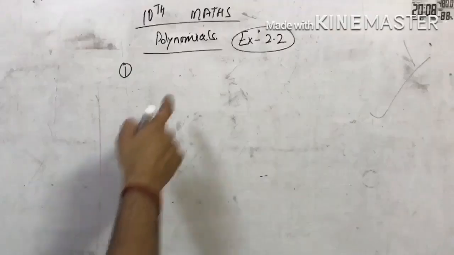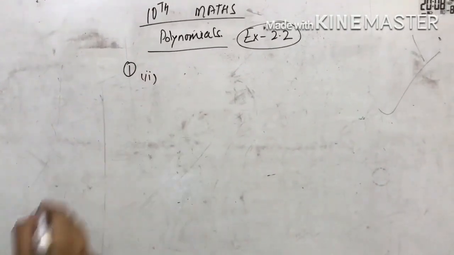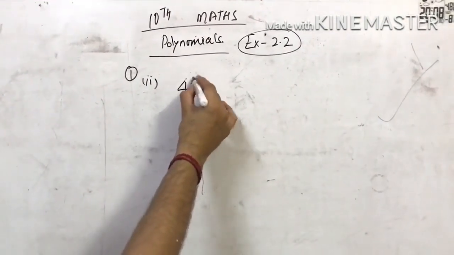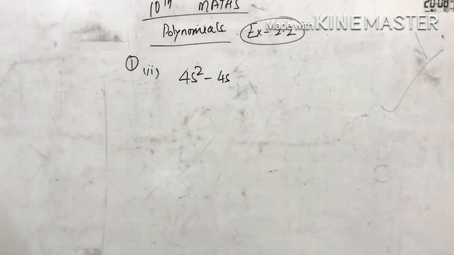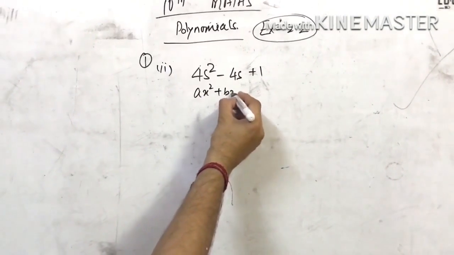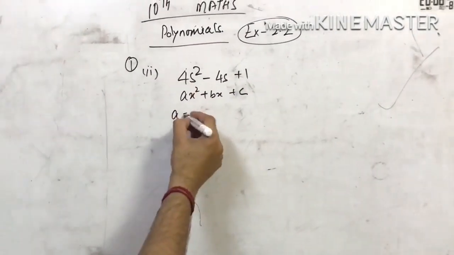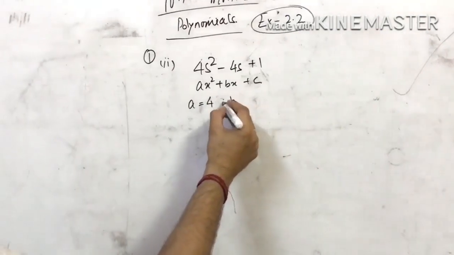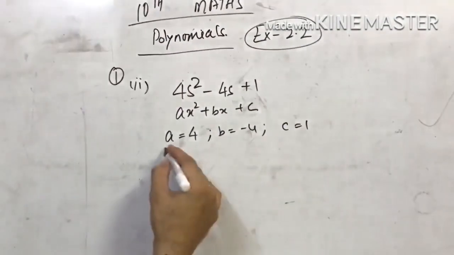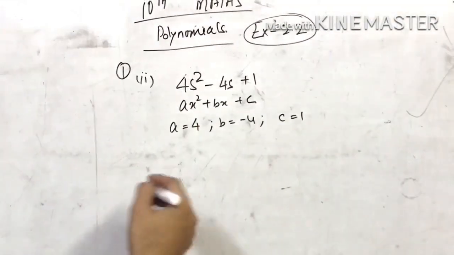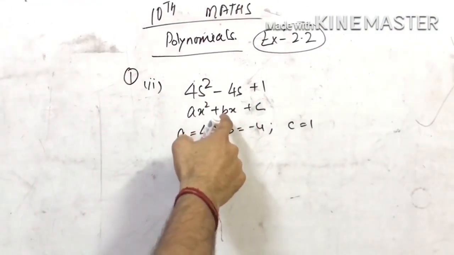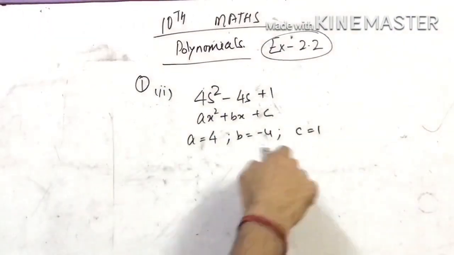Please note it. So question number 1, second part. The question is 4x square minus 4x plus 1. Please compare this equation with this one. So by comparing, you will come to that A is 4, B is minus 4 and C is 1. You have got all the constants or coefficients. Now this is the coefficient of x square, this is the coefficient of x, this is constant term.